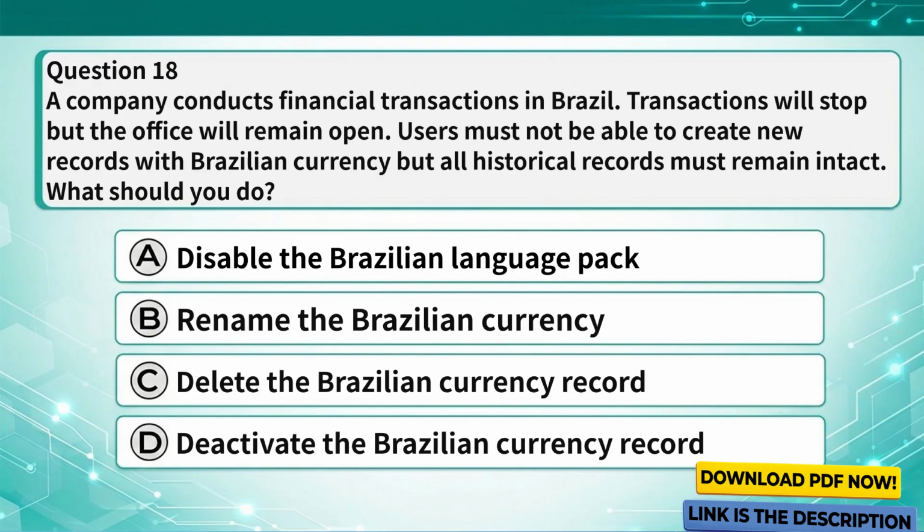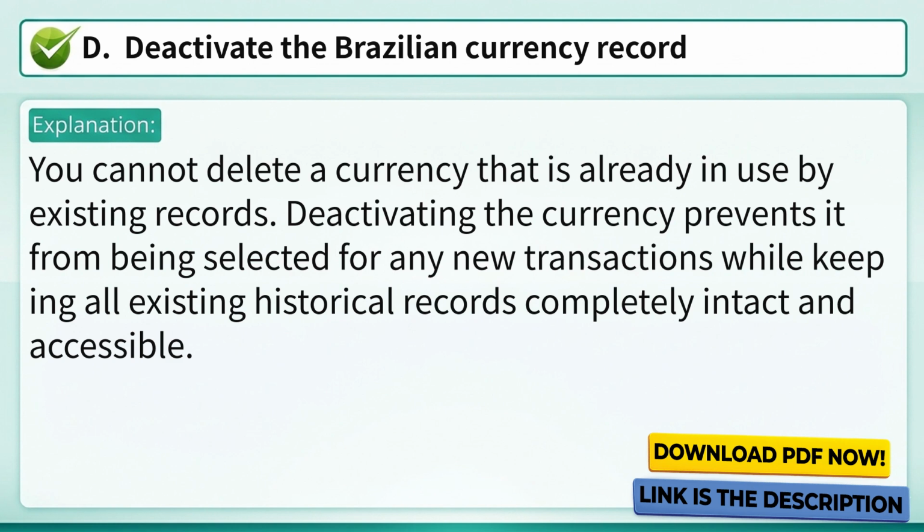Question 18. A company conducts financial transactions in Brazil. Transactions will stop, but the office will remain open. Users must not be able to create new records with Brazilian currency, but all historical records must remain intact. What should you do? A. Disable the Brazilian language pack. B. Rename the Brazilian currency. C. Delete the Brazilian currency record. D. Deactivate the Brazilian currency record. Correct answer, D. Deactivate the Brazilian currency record.